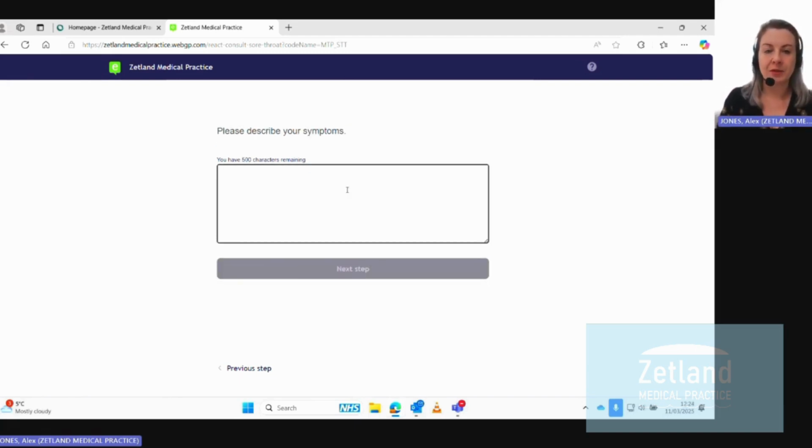Describe your symptoms. Depending on how much you've written in the beginning, it might be that you need to say sore throat, cough, runny nose, feel tired and run down, or whatever you want to.